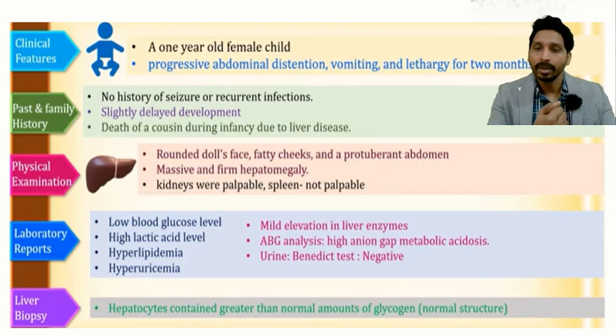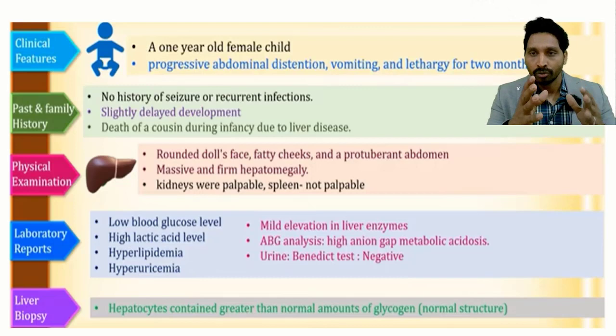On liver biopsy, hepatocytes contain greater than normal amounts of glycogen. So with the liver biopsy, you can make out that there is accumulation of glycogen in the hepatocytes. Right. So with this, what can you make out? This case, with all the investigations, physical as well as laboratory and biopsy study, explains that this case is related to glycogen storage disorder.